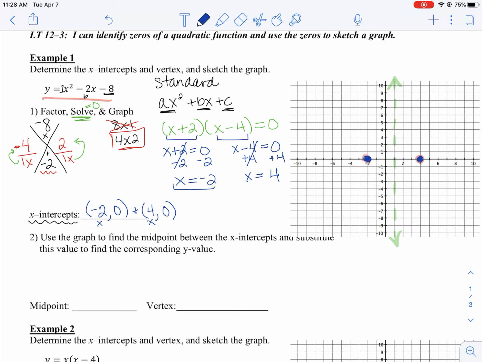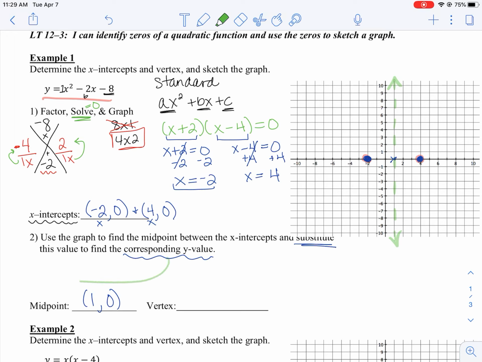So what is that green line going through on the x-axis? Right here, it looks like it's at 1. So our midpoint is at 1, 0. Okay? That's the x value. Once I find that x value, I substitute it. I know that's covered up, but it says substitute this value to find the corresponding y value. So what do I substitute that in for? What do I put x in for?